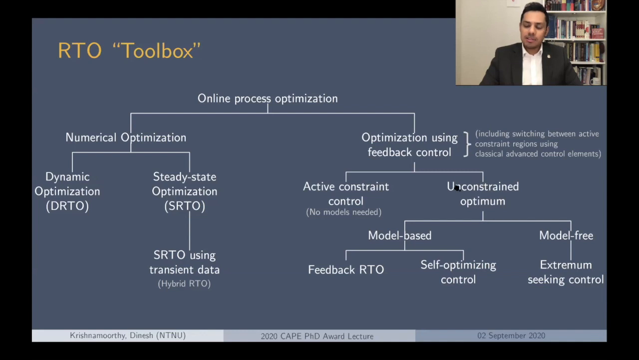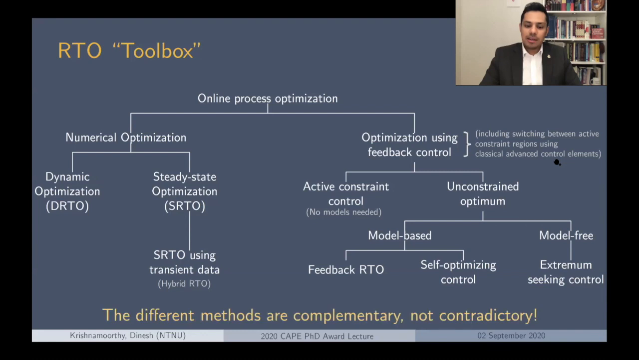And for the unconstrained degrees of freedom, we can either use the models offline in order to find a linear measurement combination, or we could use a linear gradient combination that could be used over different active constraint regions. And for using gradients as self-optimizing CVs, we can either estimate the gradients using a model-based approach, or we could estimate the gradients in a model-free fashion. And to switch between the different active constraint regions, we could use classical advanced control elements such as selectors and split range.